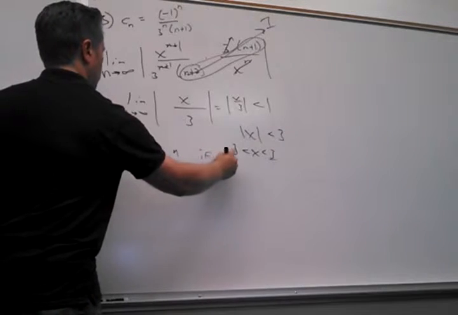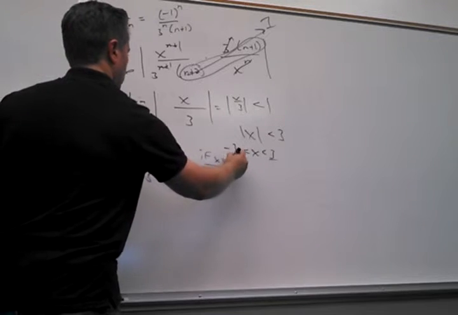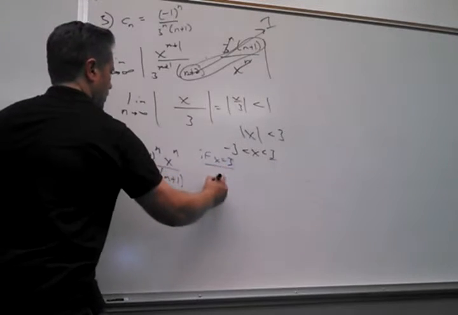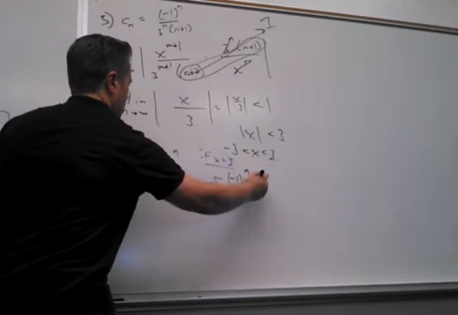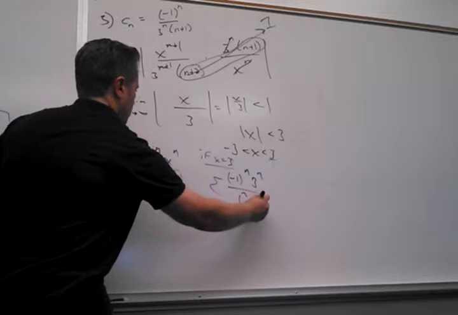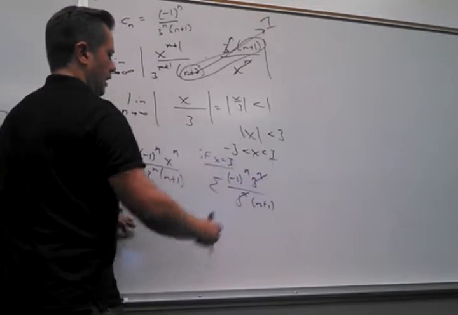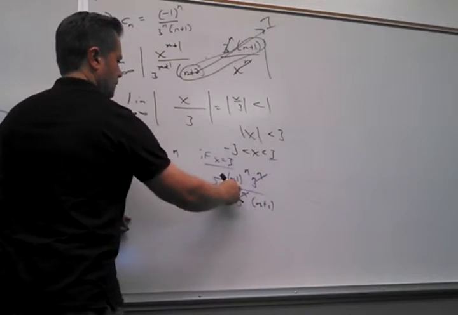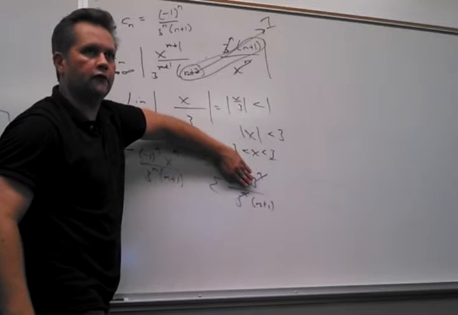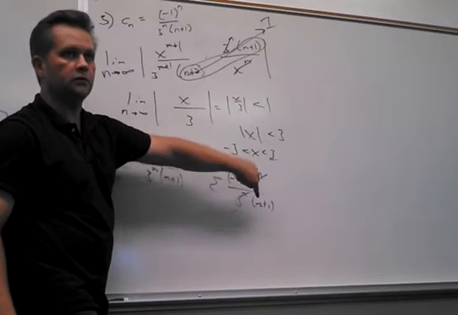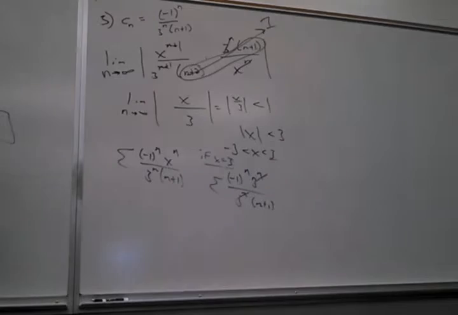So if x were 3, if I allow x to be 3 and plug that in, I end up with (-1)^n times 3^n over 3^n times (n plus 1). So of course what immediately happens? The 3's go away, the 3^n goes away. I end up with a series that by itself would diverge, but because it's alternating, it's going to converge, because the limit of 1 over n plus 1 is 0. So it meets the requirements for alternating series. So that's going to converge.